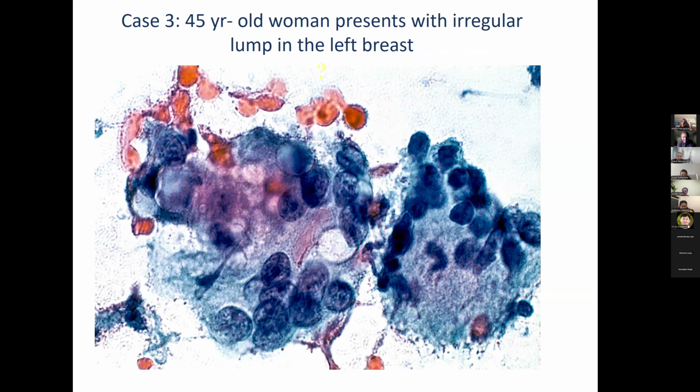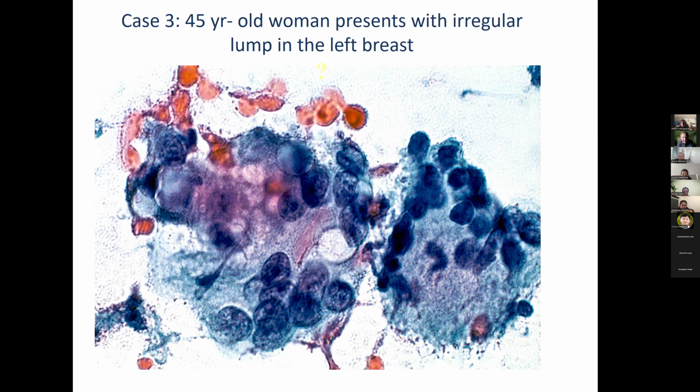Yeah. So this is case number 3. Here is a 45-year-old woman who presented with an irregular lump in her left breast. And of course, any volunteers who can take it. It looks alarming, but if you call it malignant, you're forgiven. So I've given you a clue. So it's benign. So go ahead. And what do you think? Why do you think it's benign?